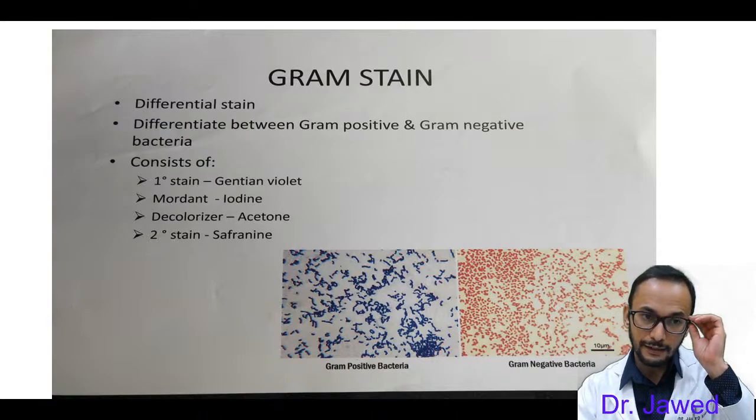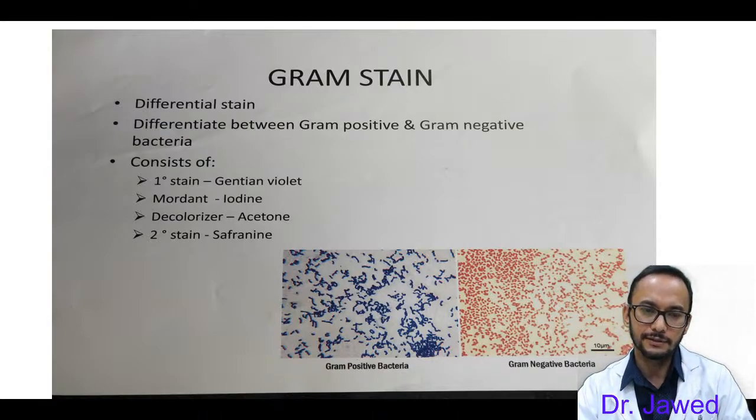After that, an important step: the decolorizer. We can use acid alcohol, acetone, or alcohol acetone. Here we are using acetone. Acetone is used for decolorizing. After you're done with the mordant, you wash it.